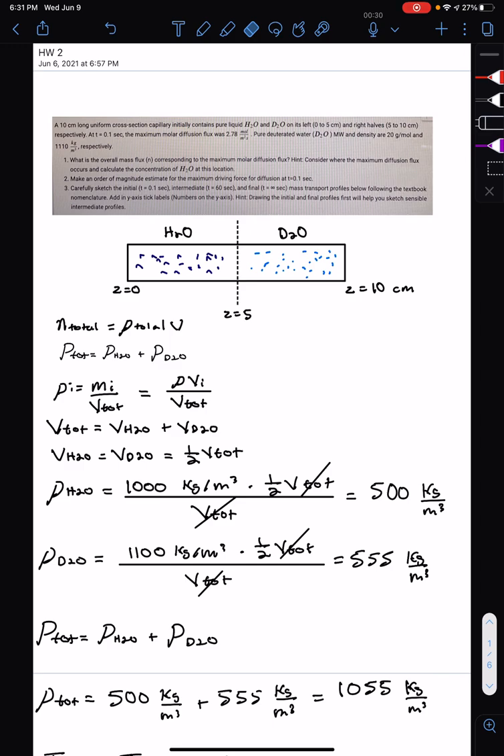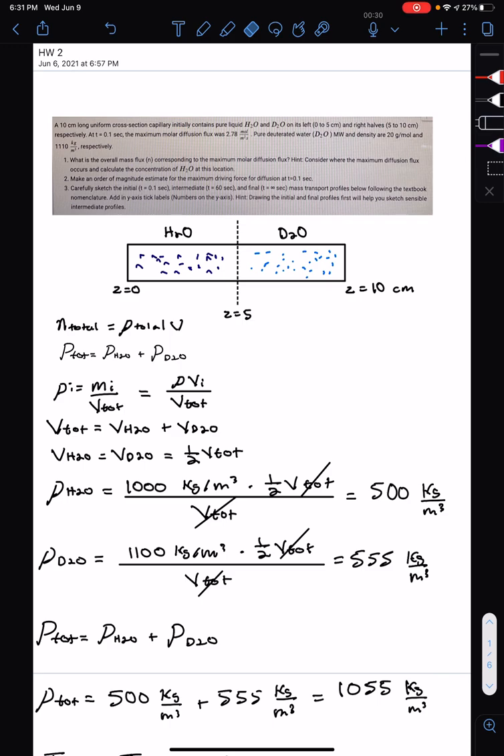A 10 centimeter long uniform cross-section capillary initially contains pure liquid H2O and D2O on its left and right halves respectively. At t equals 0.1 seconds, the maximum molar diffusion flux was 2.78 moles per meter squared per second. D2O molecular weight and density are 20 grams per mole and 1,110 kilograms per meter cubed. What is the overall mass flux corresponding to the maximum molar diffusion flux?